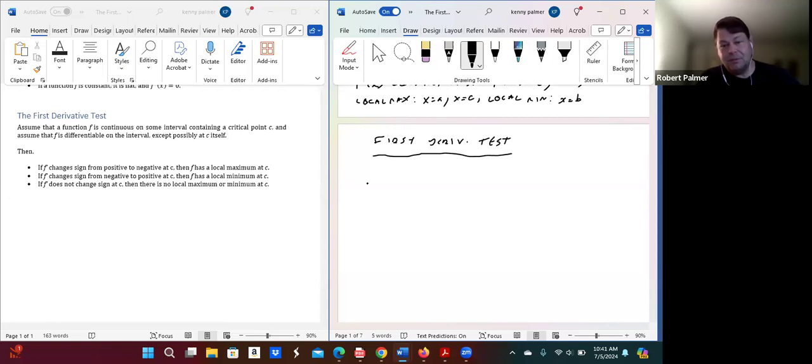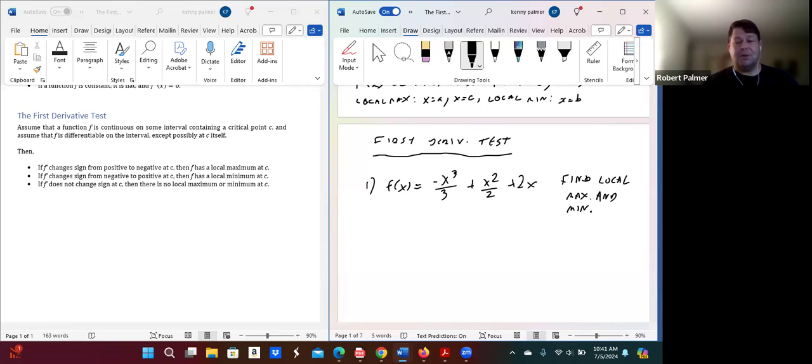So number one, let's say we have this function, f of x, and we'll talk about how to do this. f of x equals negative x cubed over 3 plus x squared over 2 plus 2x. Now, what we want to do is find local maximum and minimum values, and also find where it's increasing and decreasing. So the way to do that, first step, is take the derivative.